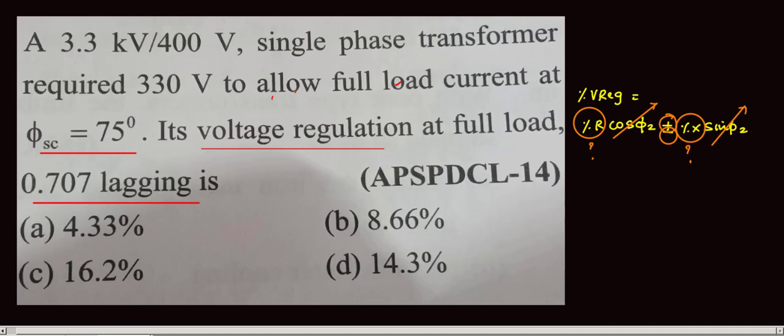We know the equivalent circuit of the transformer with respect to the secondary. If you see here, with respect to the secondary, this is the load, neglecting the no load branch. This is an ideal transformer.